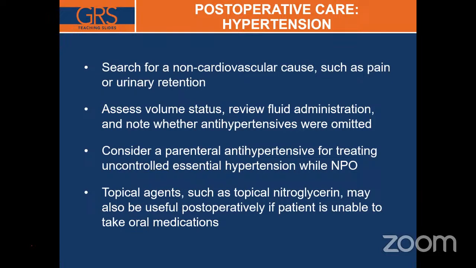It's crucial to assess the volume status of the patient by reviewing fluid administration, and note whether the antihypertensives were omitted if the patient is hypertensive. Also, we could consider parenteral antihypertensive medications for treating uncontrolled essential hypertension when the patient is NPO, nothing by mouth. We could use topical nitroglycerin as a vasodilator, which may be helpful post-operatively if the patient is unable to take oral medications.